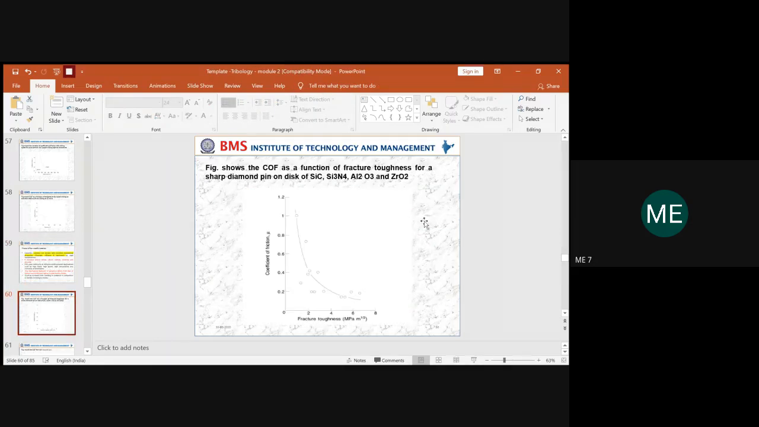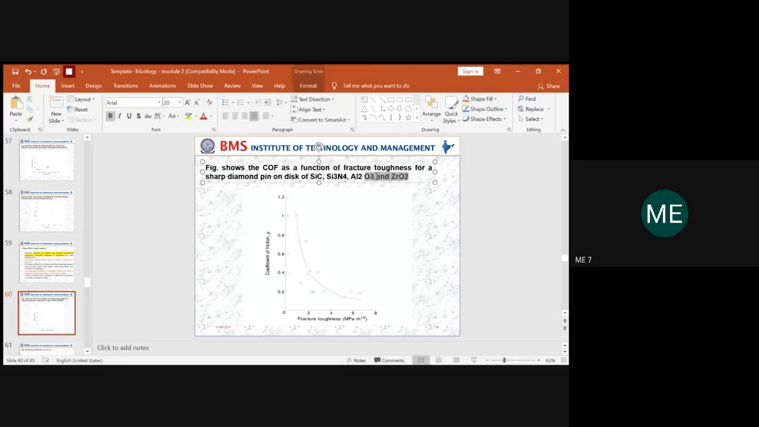So similarly, now you have to compare the coefficient of friction value for ceramic materials. Here you have the graph which has fracture toughness across your x-axis and coefficient of friction towards your y-axis. It is showing comparatively how the coefficient of friction value is varying with respect to the fracture toughness of some ceramics. Here you have a sharp diamond pin on a disk of silicon carbide, silicon nitride, aluminum oxide and zirconium oxide.